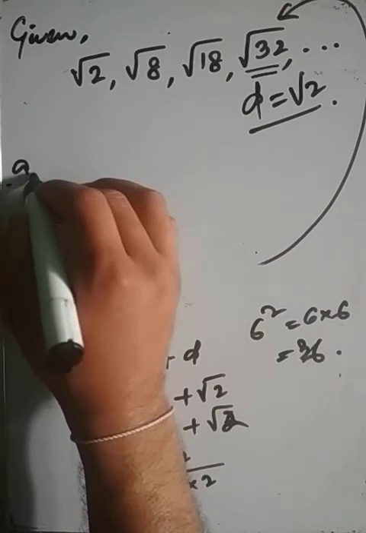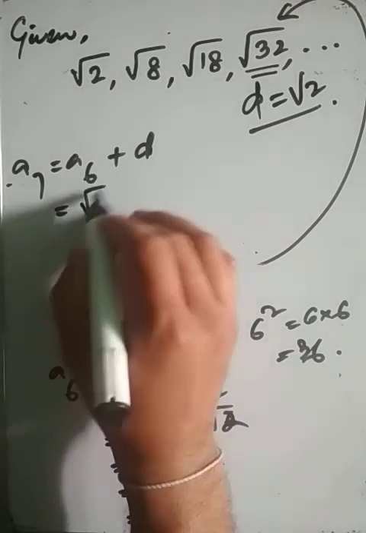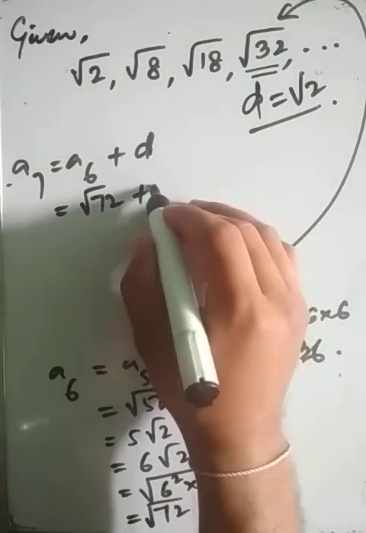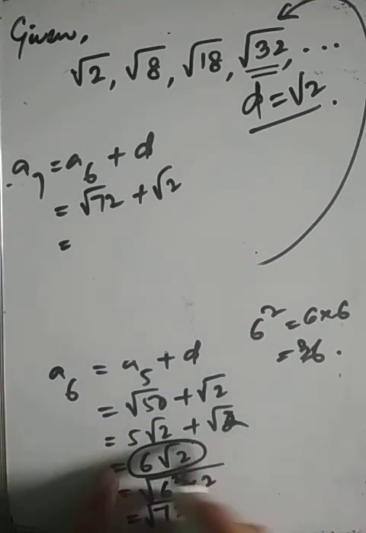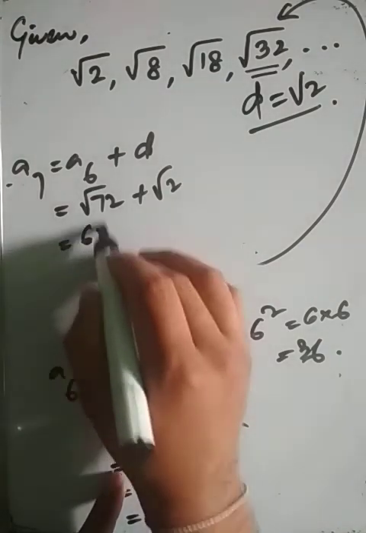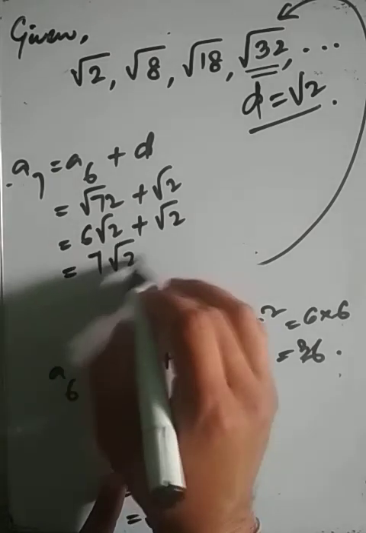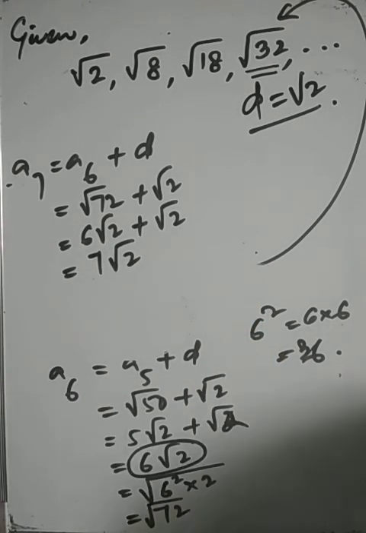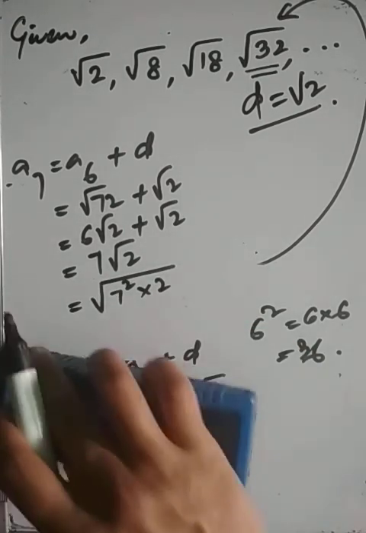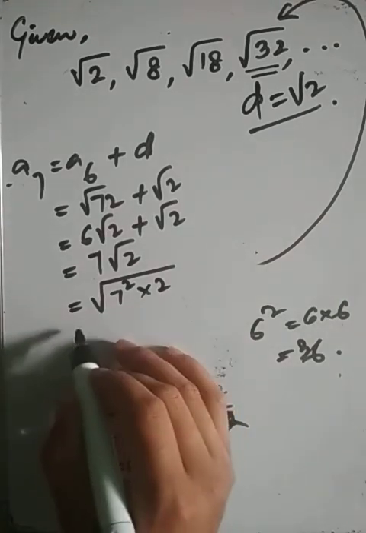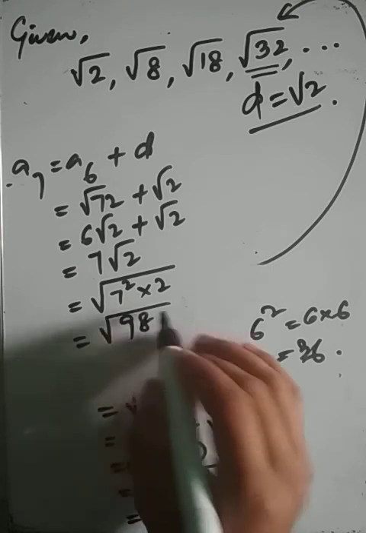So A7 means A6 plus D. Here A6 means root over 72. And what about D? Root over 2. So root over 72 means you can write 6 root over 2. 6 root over 2 plus root over 2, so 7 root over 2. Then 7 root over 2 means you can write root over 7 square into 2. So we'll be getting here how much? 7 square is 49. So 49 into 2, 98.